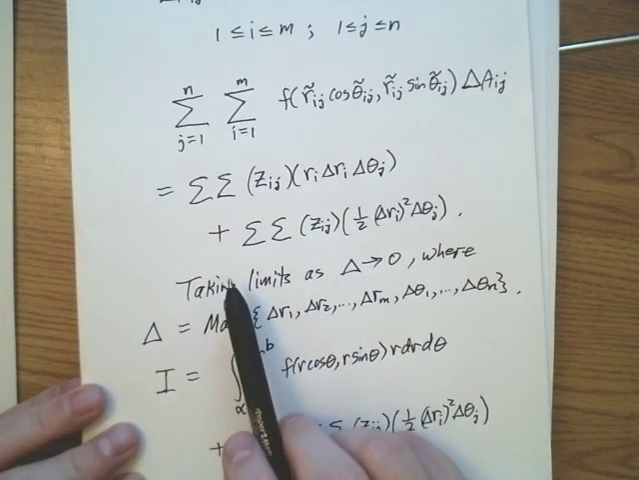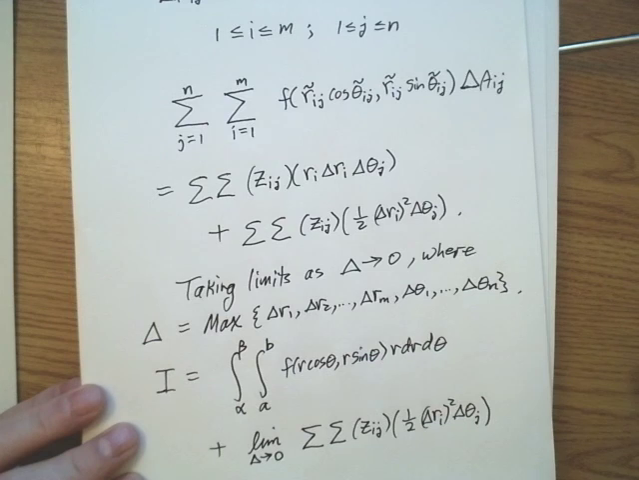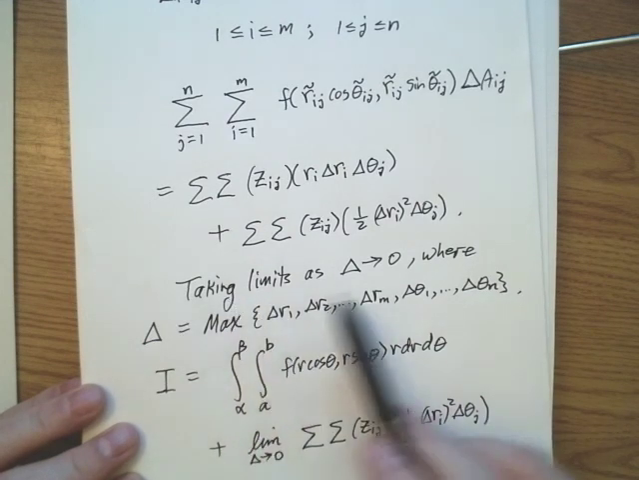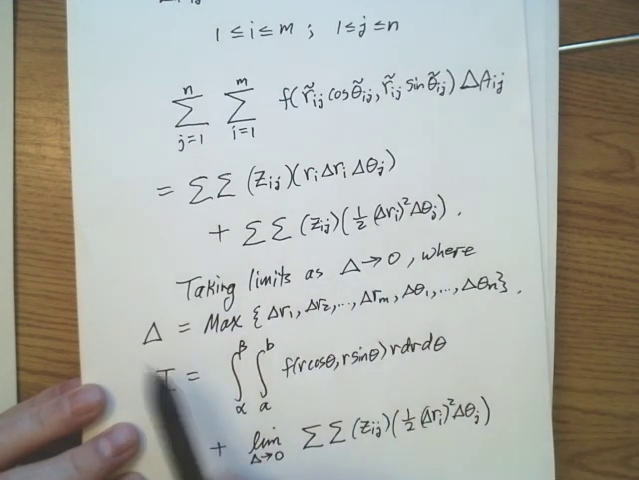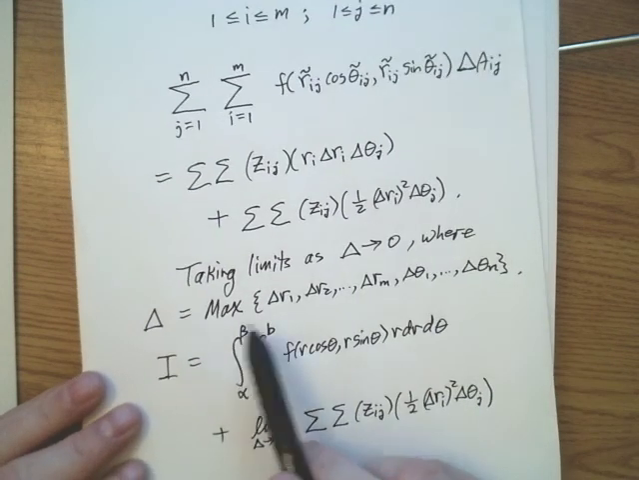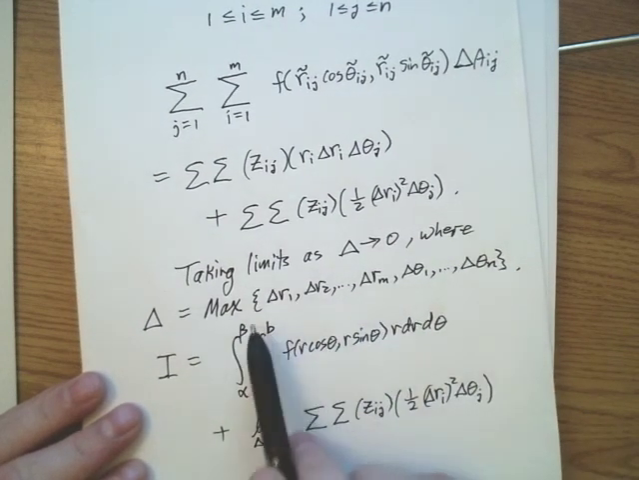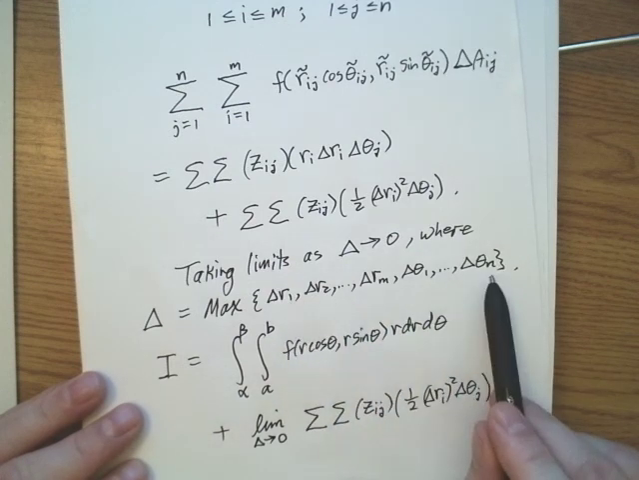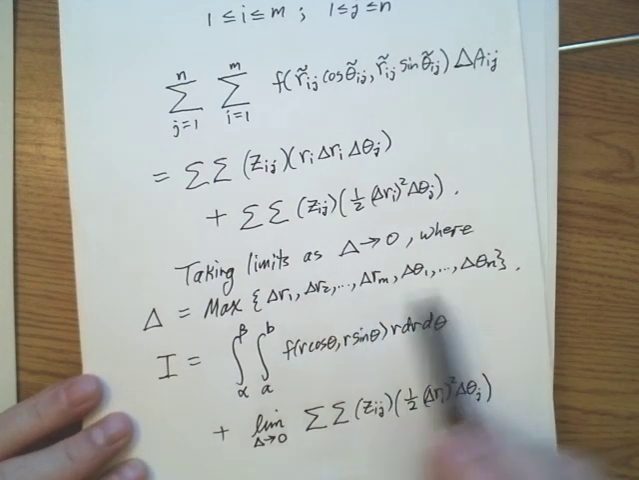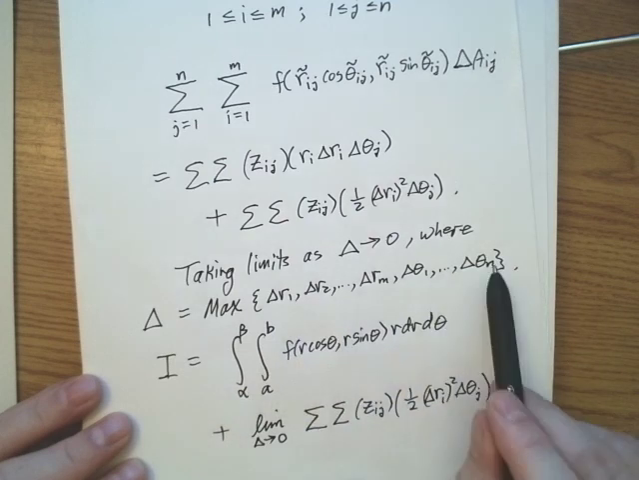And now remember, to define the actual Riemann integral, I'm going to take what? Take limits as delta approaches 0, where delta is the norm of the partition, that is what? The length of the largest subinterval. So all these subintervals, all these deltas, both the r deltas and the theta deltas, are all going to 0.